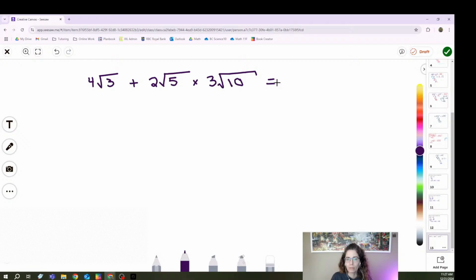Exactly. So, A is not working. We want to do that multiplication before we do the addition. So if I'm going to multiply these, 2 times 3, yes, is 6. What are we going to get for the radical piece? Good. Because when we multiply radicals, outside numbers multiply together, and those inside radicals are going to multiply together.